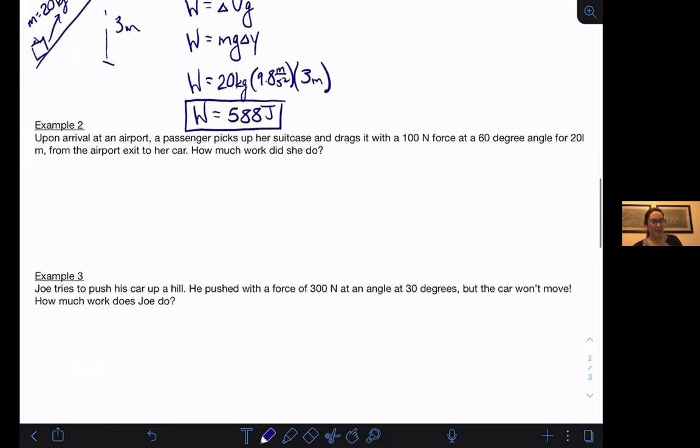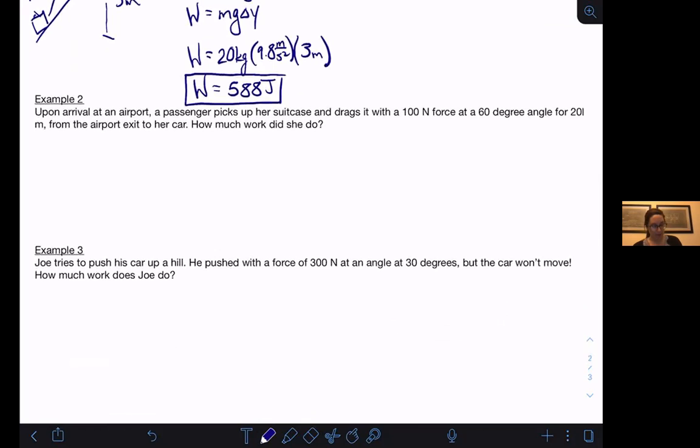Okay, let's look at example problem number two. Example problem number two says, upon arrival at an airport, a passenger picks up her suitcase and drags it with a 100 Newton force at a 60-degree angle for 200 meters, from the airport exit to her car. How much work did she do?